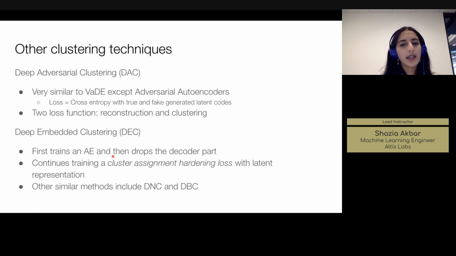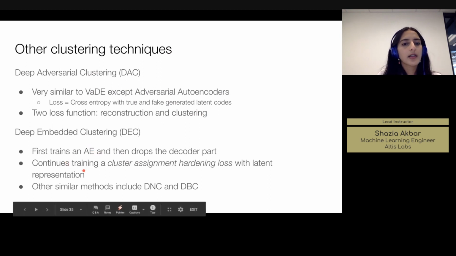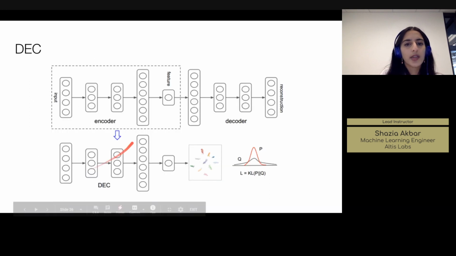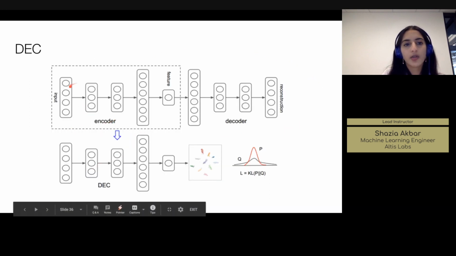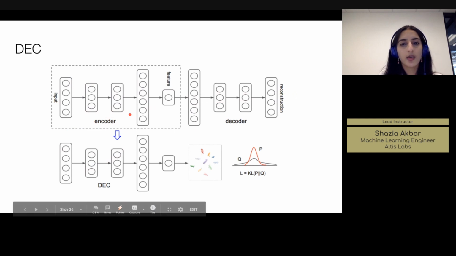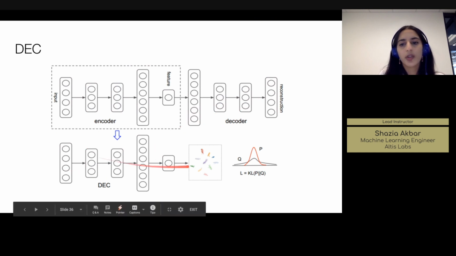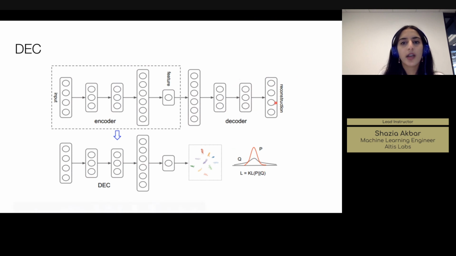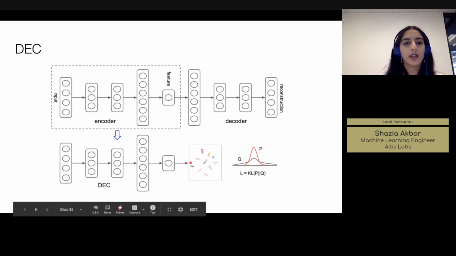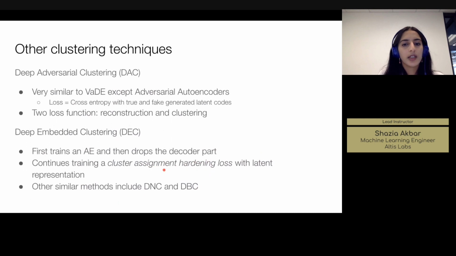And it's slightly simpler than VaDE in that, A, they use an autoencoder, not a variational autoencoder. In DEC, they first train a full autoencoder from end to end, so you have your encoder and decoder components. Then they throw away the decoder and simply use the encoder to create the clusters. Here they use a typical autoencoder loss function, and then switch the loss function to a hardening clustering loss function, as shown here.